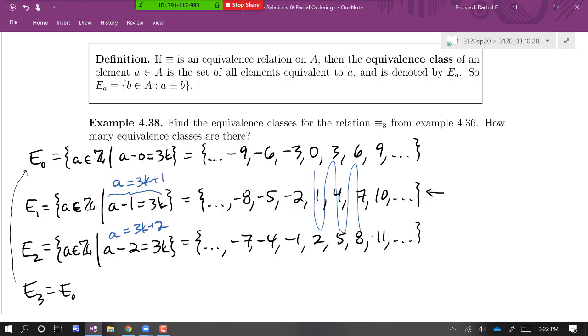Also, none of these 3 sets overlap at all. They are all disjoint. So I've got a set of sets, these equivalence classes, that account for all integers and that don't overlap at all. And in mathematics, we call such a group of sets a partition.